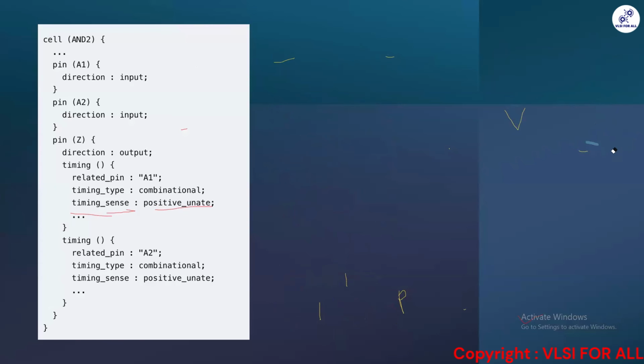Ma'am, I have a question. For an XOR gate, both are changing. So there is no unateness, right?